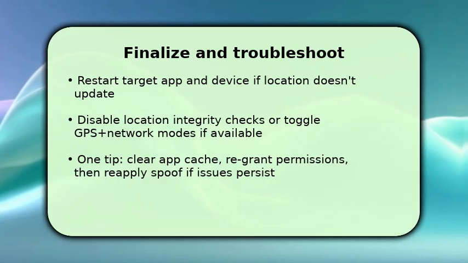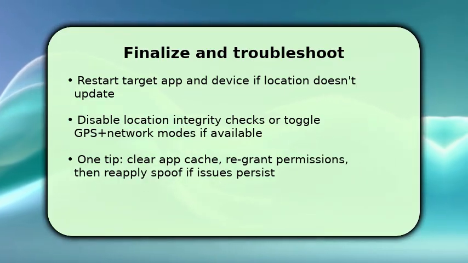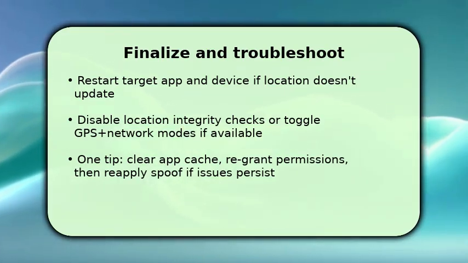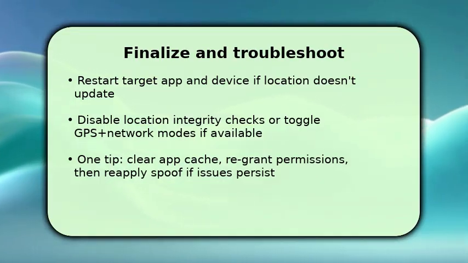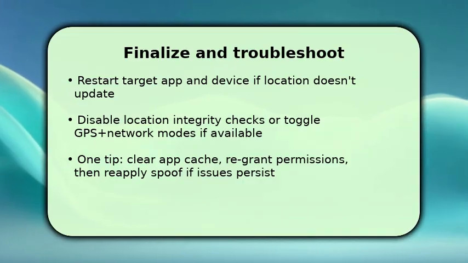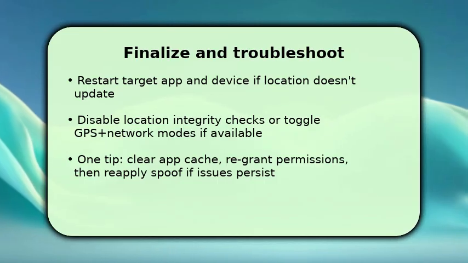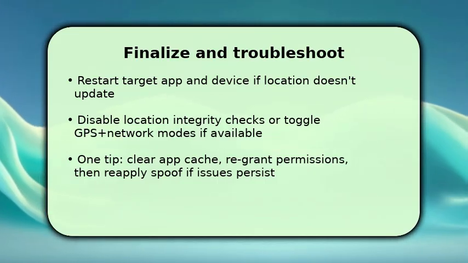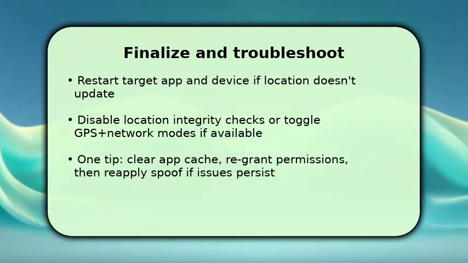If the location still reverts, toggle GPS mode between high accuracy, GPS plus network, and device only, or temporarily disable any location integrity settings the app enforces. If problems persist, clear the app cache, re-grant location permissions, then reapply the spoof. One key troubleshooting tip: check for app updates or security features that detect mock locations.